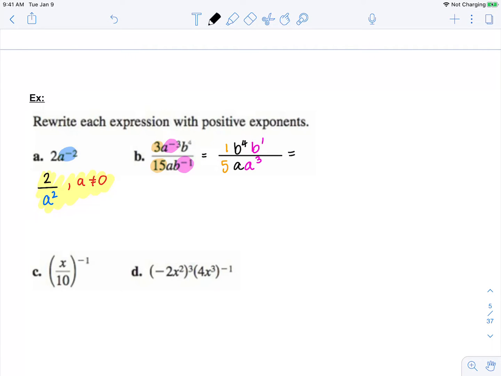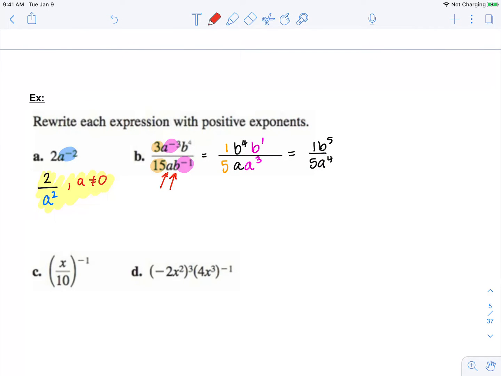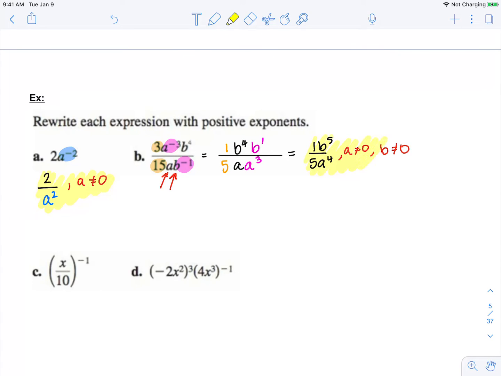Now I can use properties of exponents to add those exponents to simplify. That becomes 1b to the 5th over 5a to the 4th. Now note, a and b both started out in the denominator and they both move around. Therefore, a cannot equal 0 and b cannot equal 0. So we don't have excluded values or undefined values along the way.